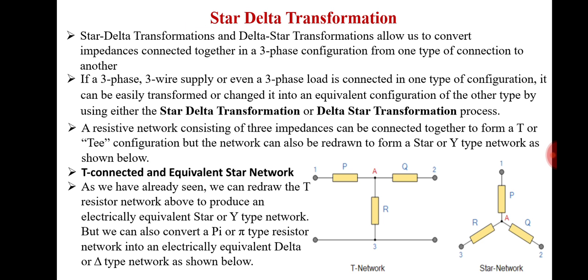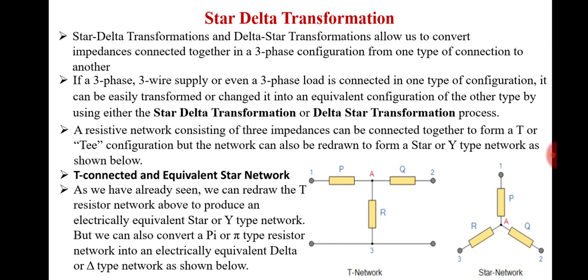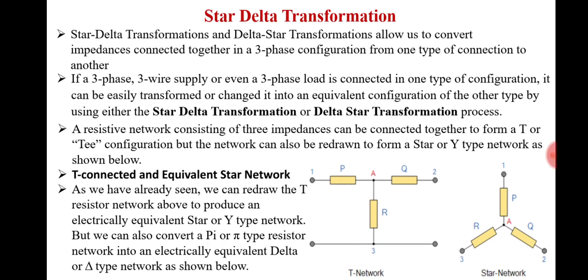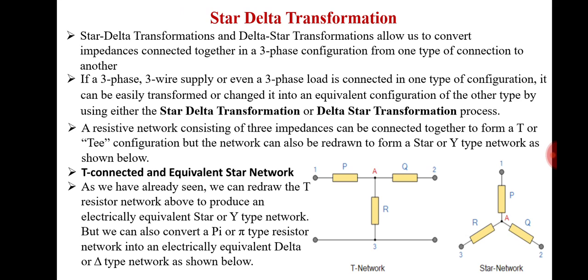Now star delta transformation. Star delta transformation and delta star transformation allow us to convert impedance connected together in three-phase configuration from one type of connection to another. If a three-phase, three-wire supply or even a three-phase load is connected in one type of configuration, it can be easily transformed or changed into an equivalent configuration of the other type by using either the star delta transformation or delta star transformation process.